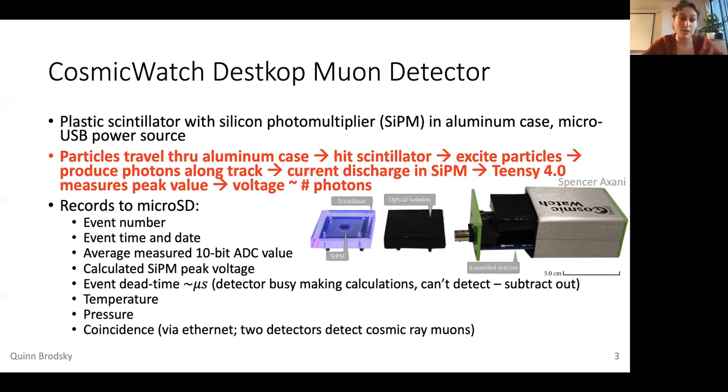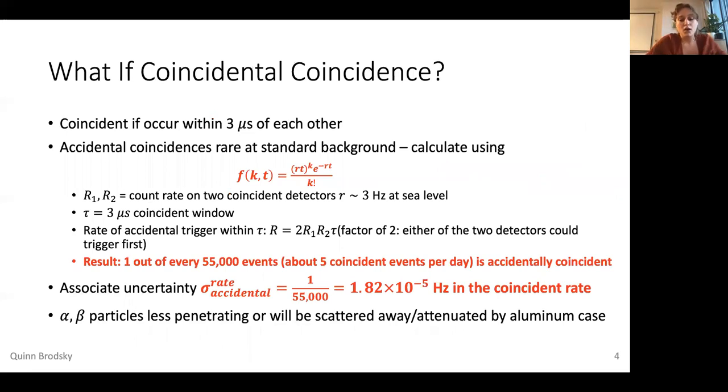So what exactly is this coincidence, and how do we know that these are actually coincident events? We define two events on two different detectors to be coincident if they occur within 3 microseconds of each other. And since the coincident detectors are hooked up with an Ethernet cable, we can determine which events are coincident by comparing the timestamps of both events on each detector.